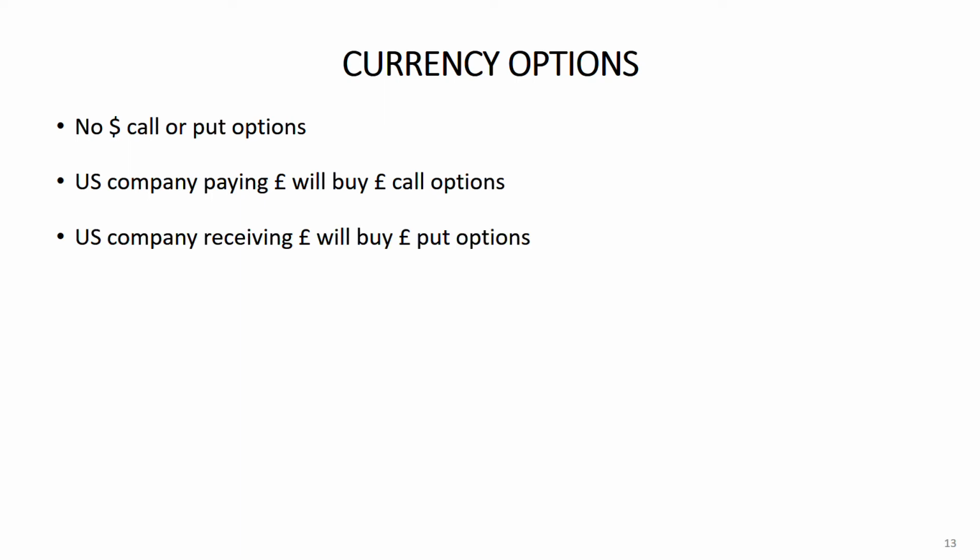Next, there are no dollar call or put options. The same way we don't have dollar futures, we don't have dollar call or put options. A US company will be paying pounds, okay? Paying pounds, they will buy pound call options, right? For a US company that wants to pay in pounds, what do they have to do? They have to buy pound call options. A US company receiving pounds, what do they have to do? They will buy pound put options, because receiving means put options. When you have to pay, it's a call option, right?